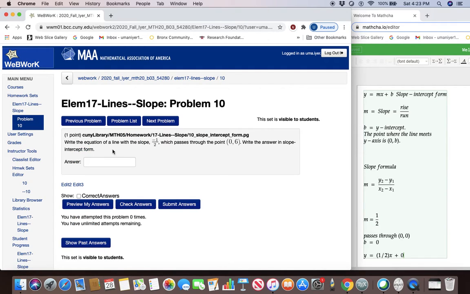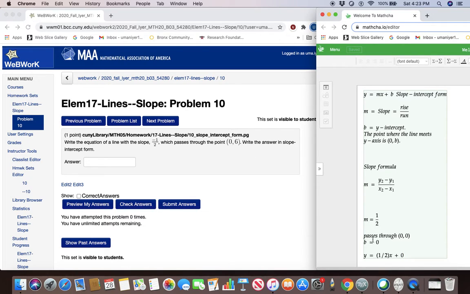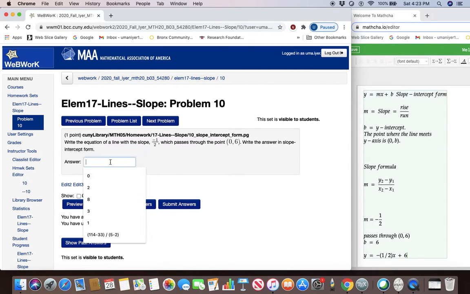Next. Write the equation of a line with this slope that passes through the point 0, 6. So my slope now is negative half and it passes through 0, 6. That is, y-intercept b is 6. So slope is negative 1 half. So let me write negative 1 half x plus 6, where 6 is the y-intercept. So the equation is y equals negative half x plus 6.